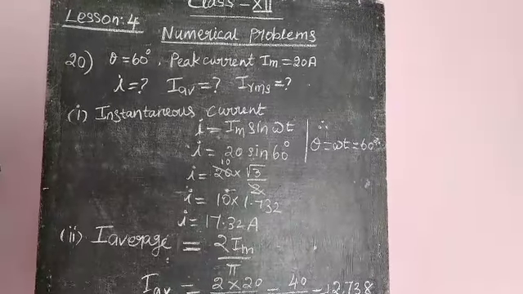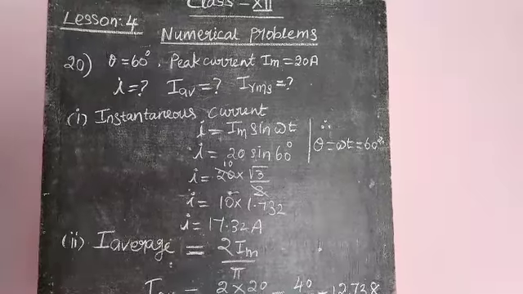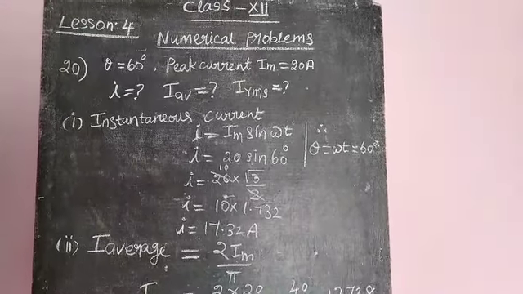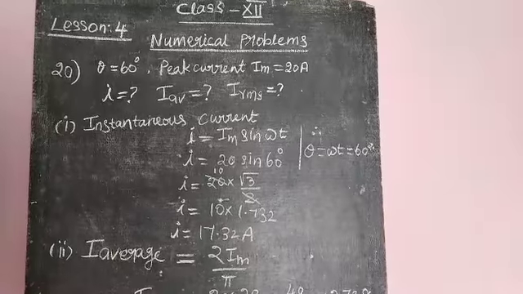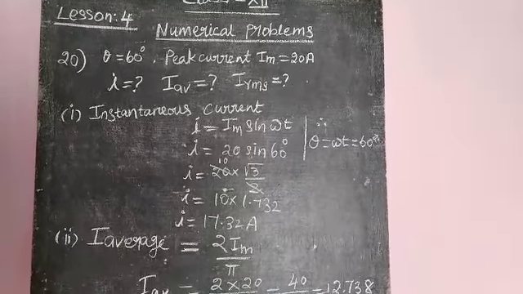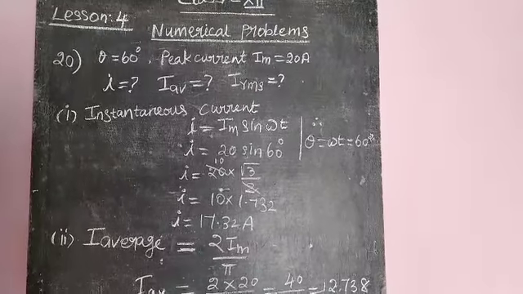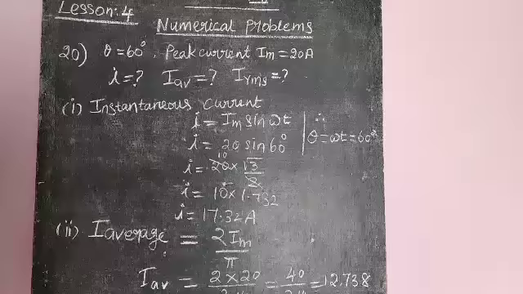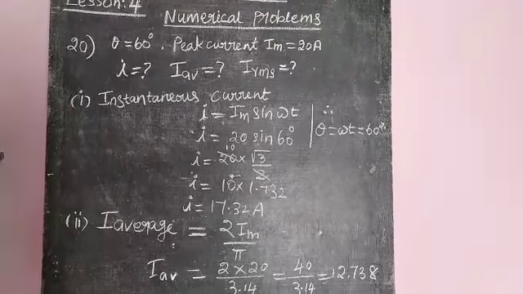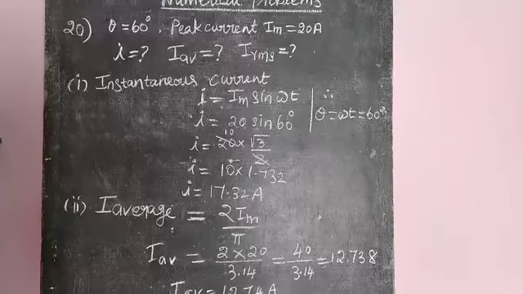Instantaneous current I equal to Im sin omega t. I equal to 20 sin omega t. Theta equal to omega t, it's for 60 degree, sin 60 degree. So I equal to 20 into sin 60 value, root 3 by 2. So I equal to 10 into 1.732. So totally instantaneous current I equal to 17.32 ampere.